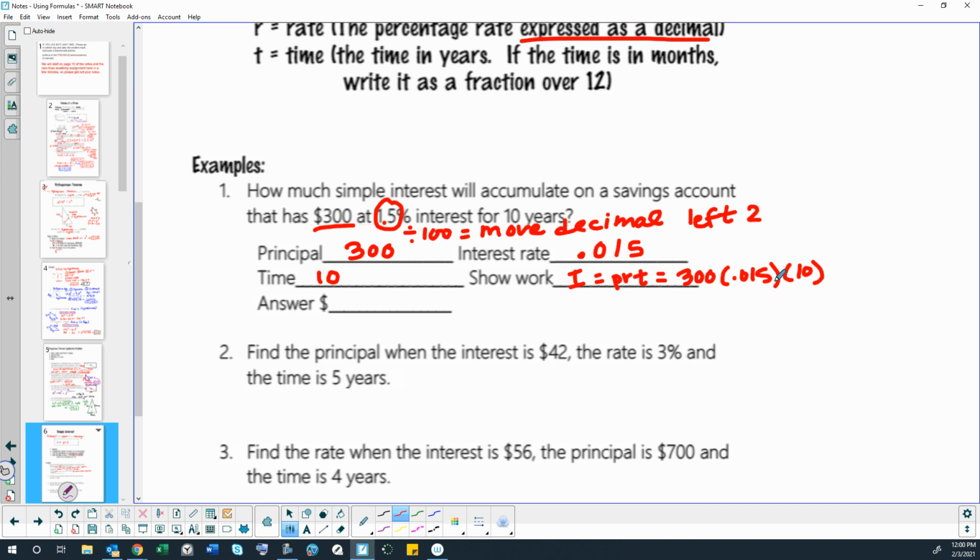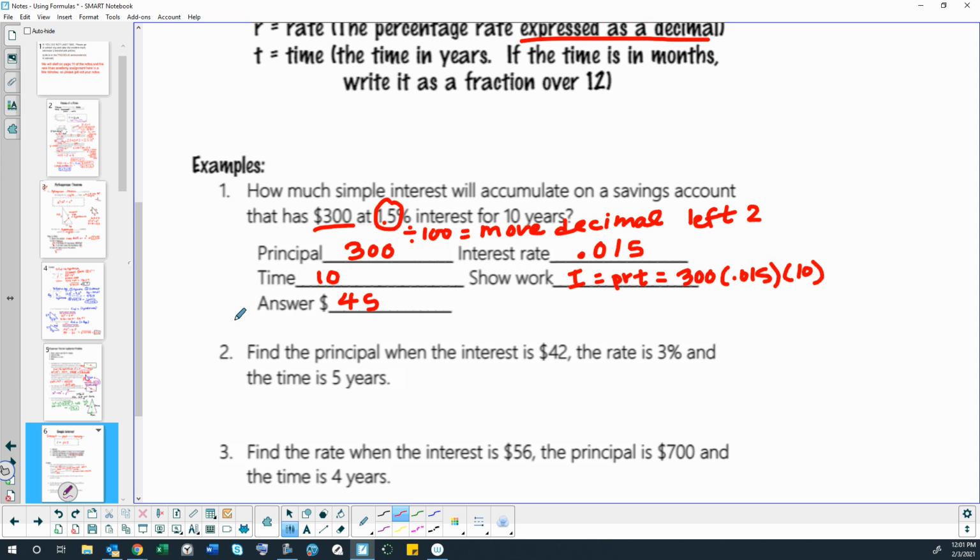So then we just use a calculator. We multiply the 3 numbers together. So 300 times 0.015 times 10. And this says that over those 10 years, the bank is going to pay us $45 in interest. So $45 that you get just for your money sitting in the bank. That's like the easiest way to make money.